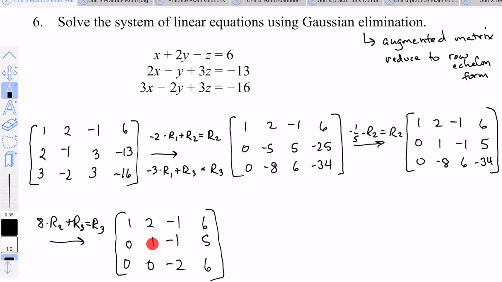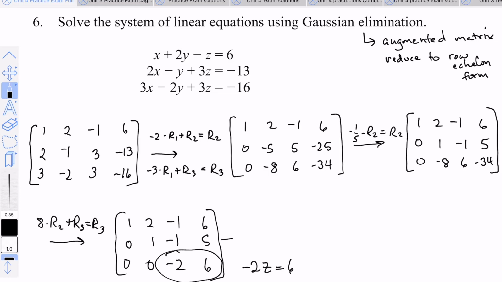Now, technically speaking, we are not yet to row echelon form. This should be a 1. But, and I mentioned this in class, we're far enough along where we can use the information contained in this bottom row to create an equation of -2z equals 6, which means that z equals -3. So I'm okay using that line of reasoning. You don't need to go all the way to true row echelon form, as long as you get far enough to find the value of one of the variables.